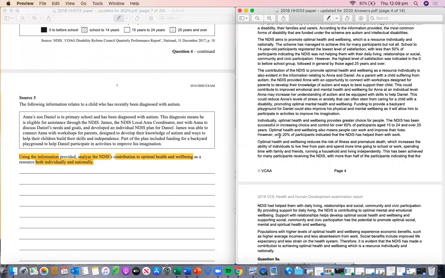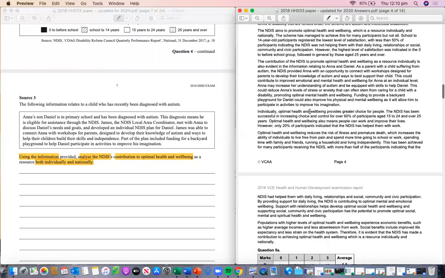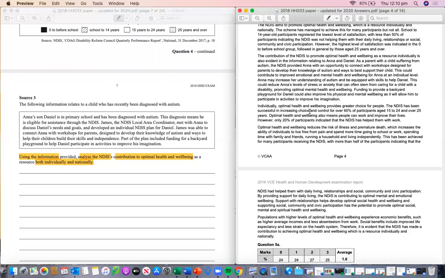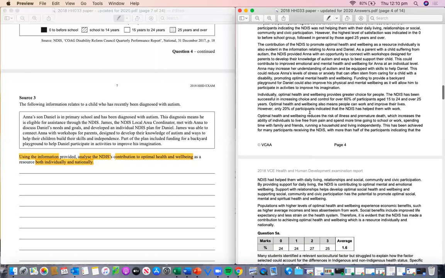School to 14-year-old participants registered the lowest level of satisfaction, with less than 50% of participants indicating the NDIS was helping them with daily living, relationships, or social community and civic participation. However, the highest level of satisfaction was indicated in the 0 to before school group, followed in general by those aged 25 years and over. The contribution of the NDIS to promote optimal health and well-being as a resource individually is also evident in the information relating to Anna and Daniel.